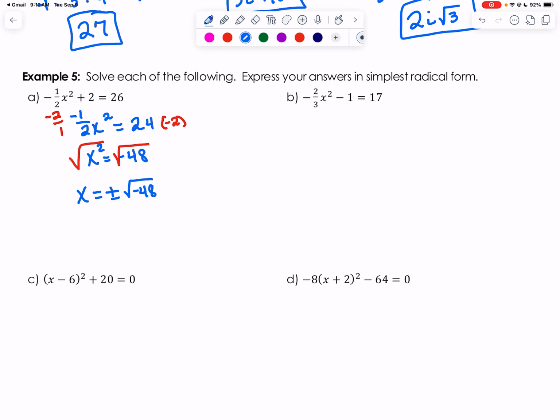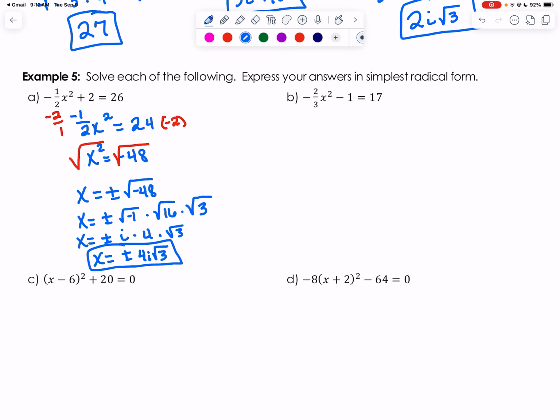So what happened is we ended up with a negative under our radical. So that's when we're going to use our imaginary unit i to simplify this. So to simplify it, I will take out the square root of negative 1 first, and then I'll rewrite square root 48 as square root 16 times square root 3. So this will be plus or minus i times 4 times square root 3. And we'll clean that answer up a little bit. Plus or minus 4i square root 3.